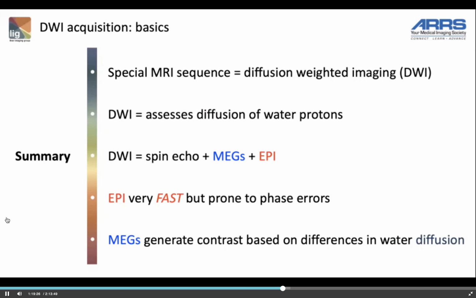Okay, so let's review DWI acquisition basics. Diffusion is measured using a specialized sequence called diffusion-weighted imaging. DWI assesses the diffusion of water protons. It is a spin echo sequence with motion encoding gradients in EPI. EPI is very fast but prone to phase errors. The MEGs generate contrast based on differences in water diffusion.